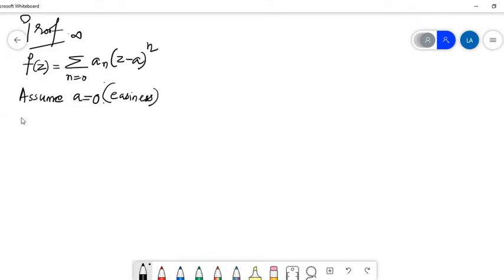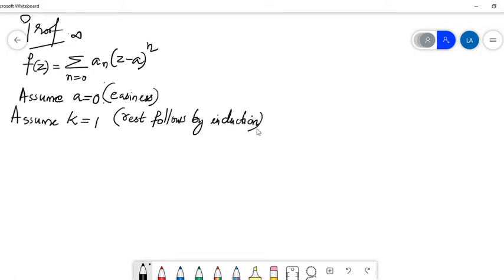The next thing we are going to do is prove the theorem for k is equal to 1. And if we prove this for k is equal to 1, the rest follows by induction. So we have assumed, without loss of generality, that a is equal to 0 and we are assuming that k is equal to 1.